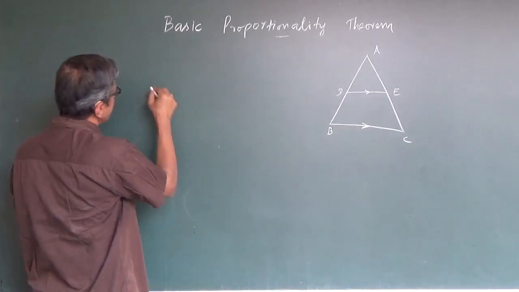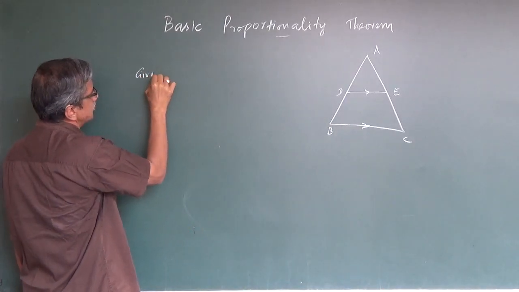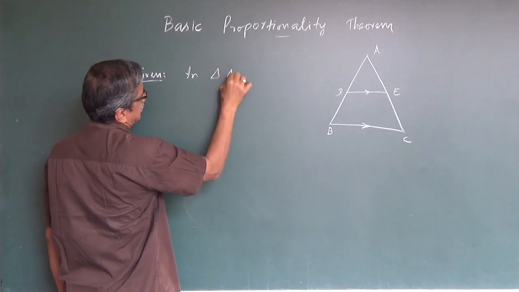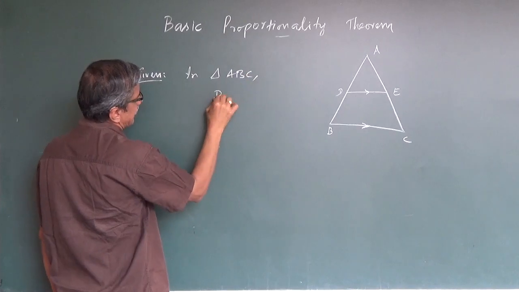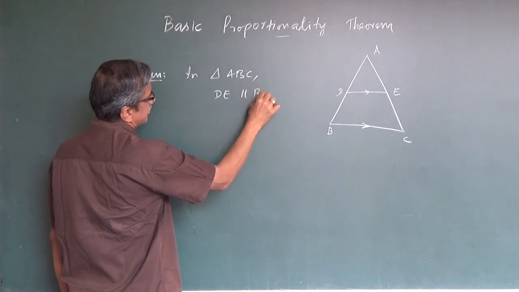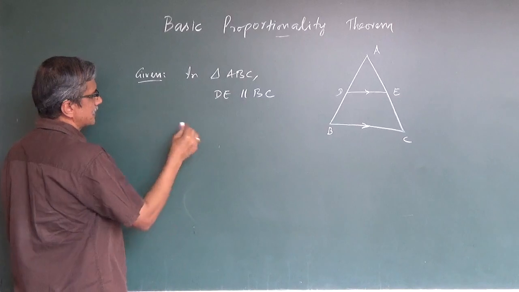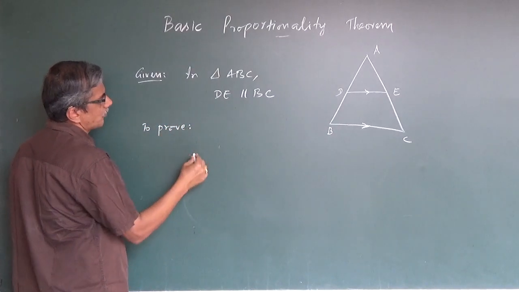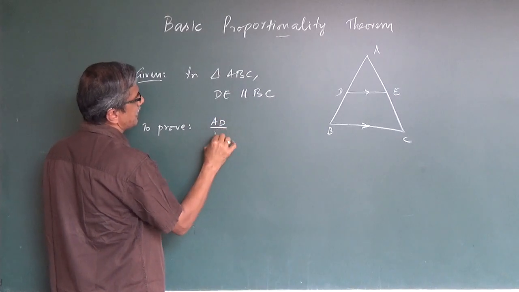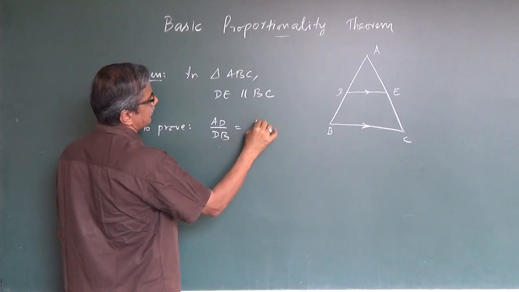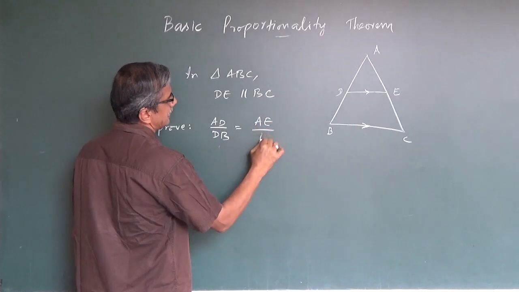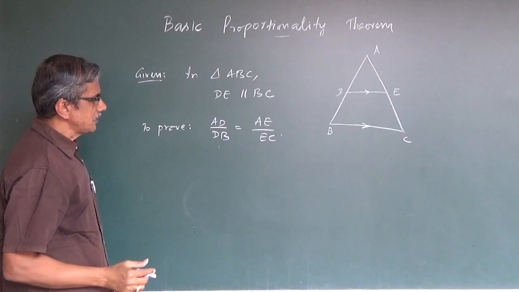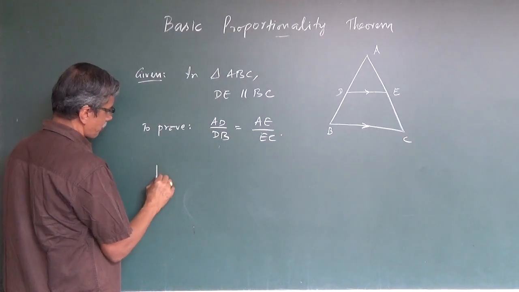In the proof, you know that in triangle ABC, DE is parallel to BC. This is what is given. I have to prove that AD by DB is equal to AE by EC. This is what I have to prove. Now, what is the proof? We will see the proof part.